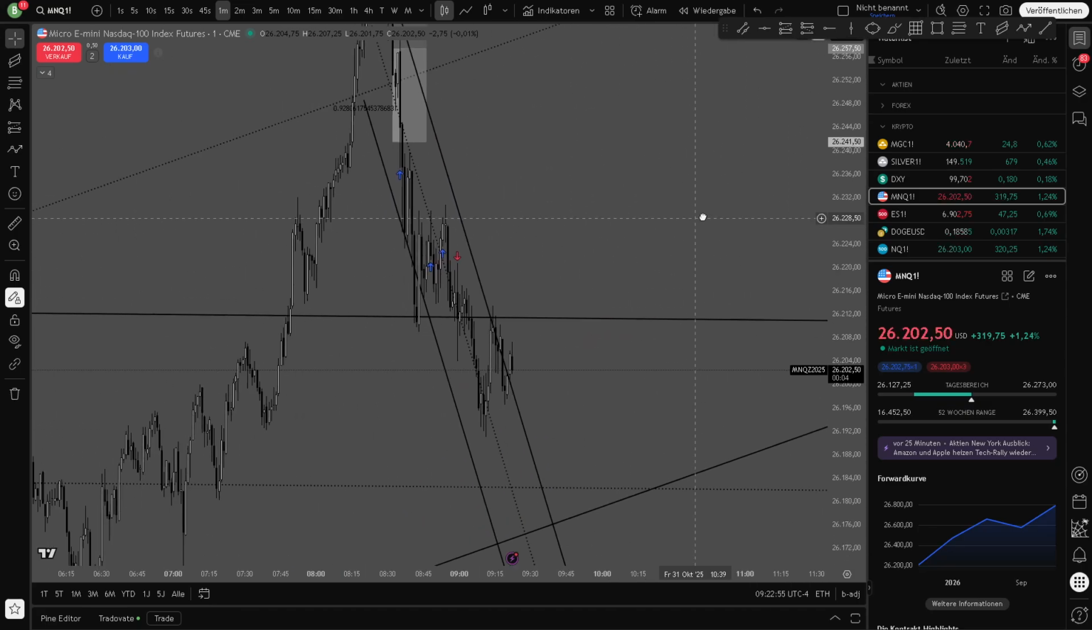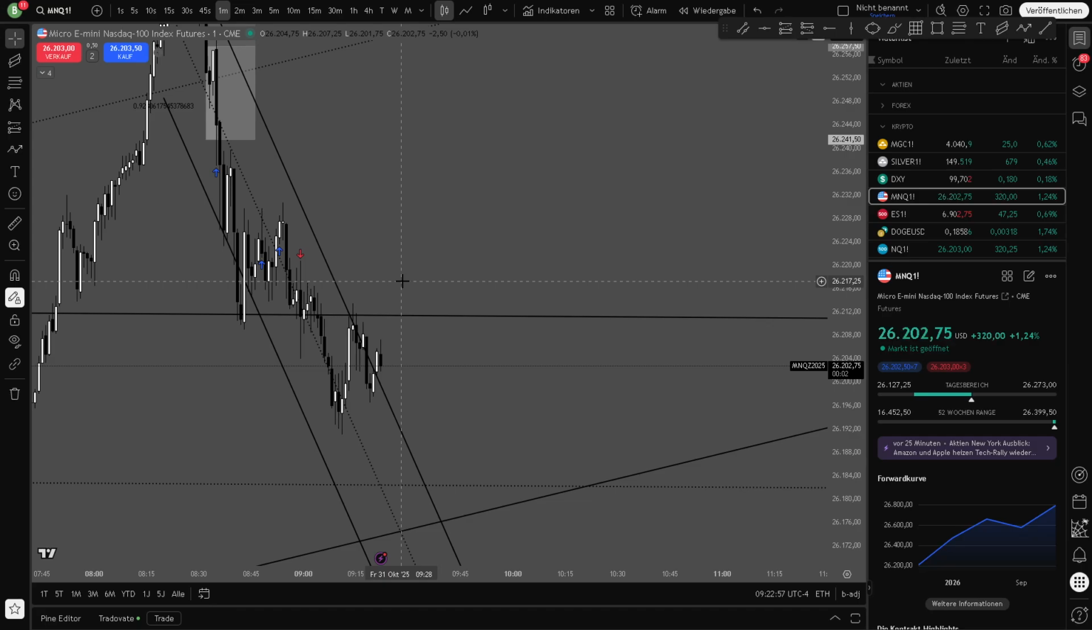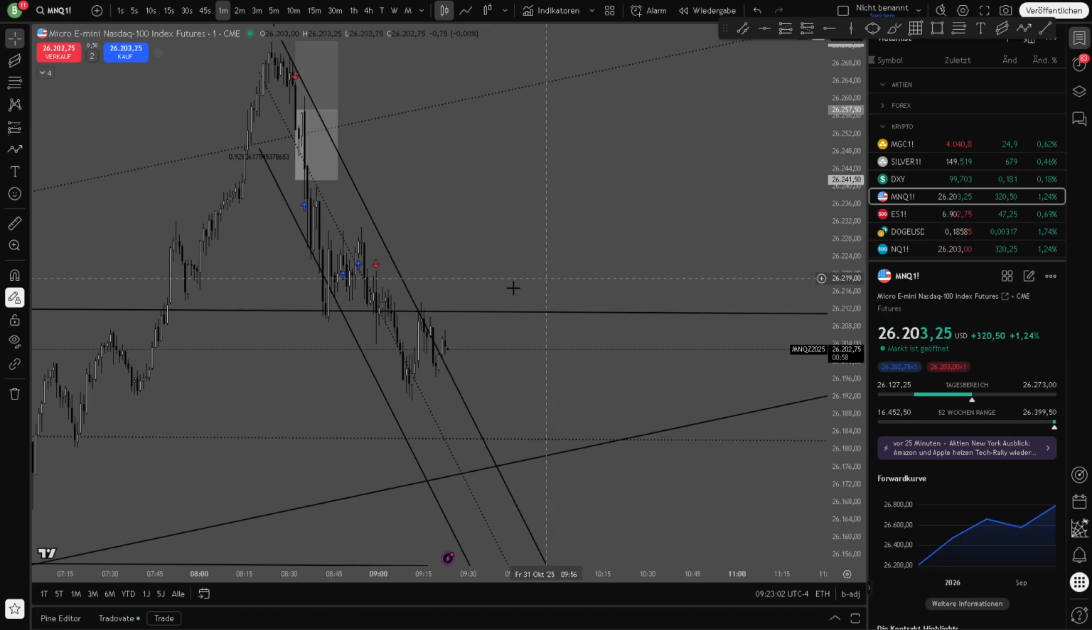So if we have a good reaction to the upside, ideally we break this high, then I'm gonna enter. And yeah, we will see.